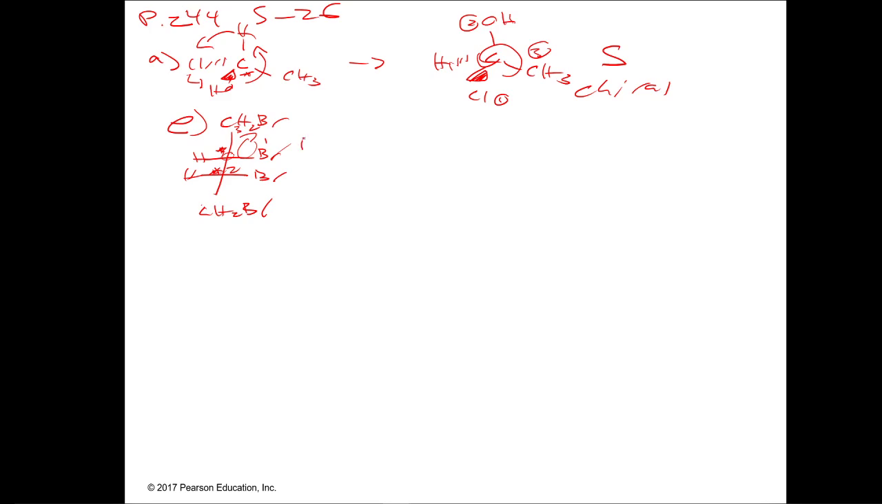That's counterclockwise. That's R. No, that's clockwise. So that's S. I don't know why I have such a hard time determining what's clockwise and what's counterclockwise. 2, 3. This one's going back the other way. So that's counterclockwise. That's R.